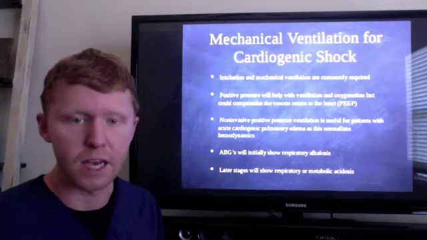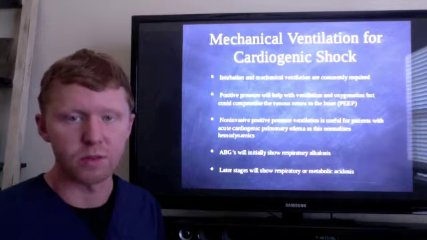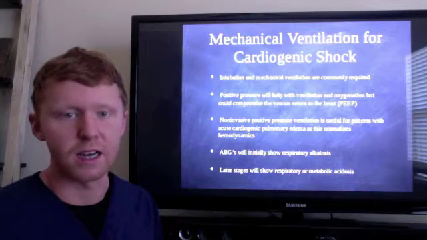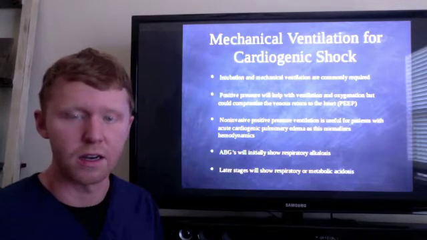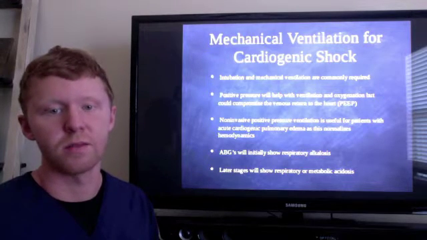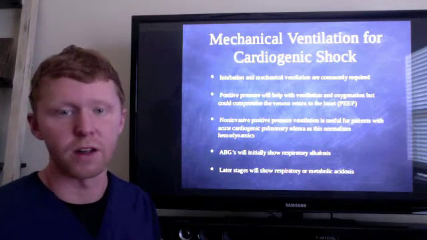And an ABG will initially show respiratory alkalosis. This can be because the patient has anxiety and they're breathing fast, they're in pain. And in later stages, as the respiratory muscles get tired, we could see respiratory or metabolic acidosis.